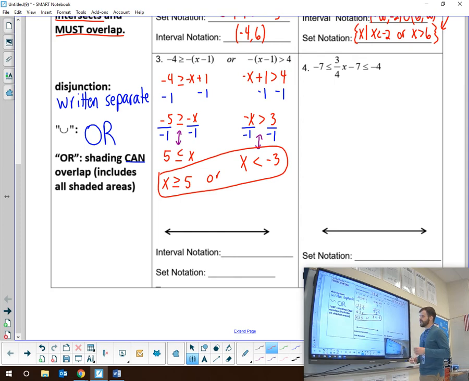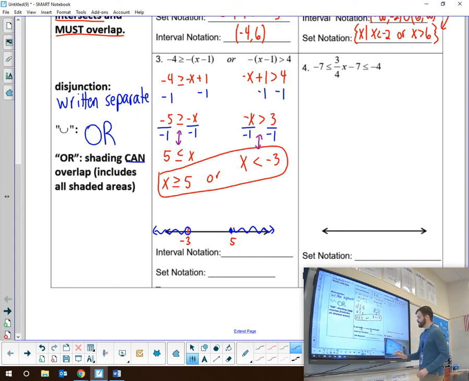So if I graph this, I'm going to put a point at -3. I'm going to put a point at 5. I'm going to circle the point at -3, and I'm going to fill in the point at 5 because that one is equal to. So they can be different. Then it is less than -3, so we're going to go to the left here, and it is greater than 5, so we're going to go to the right here.